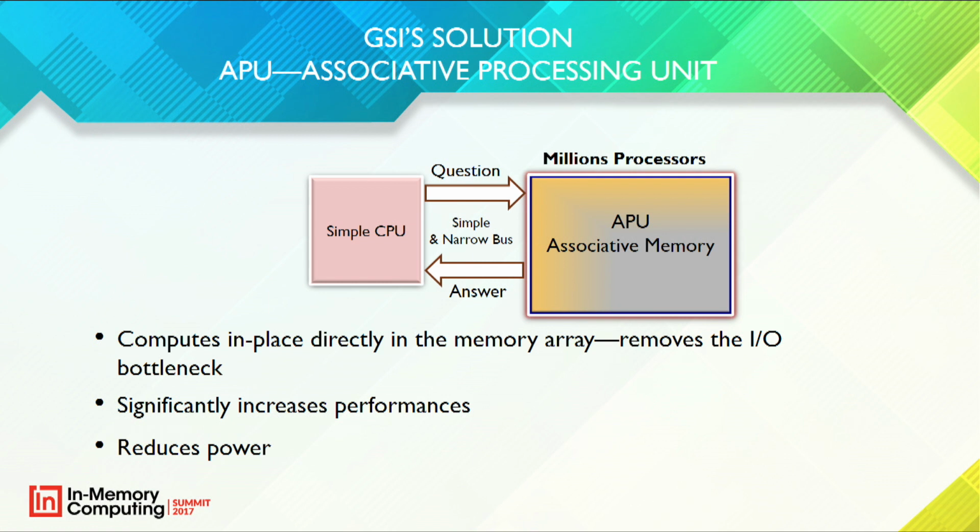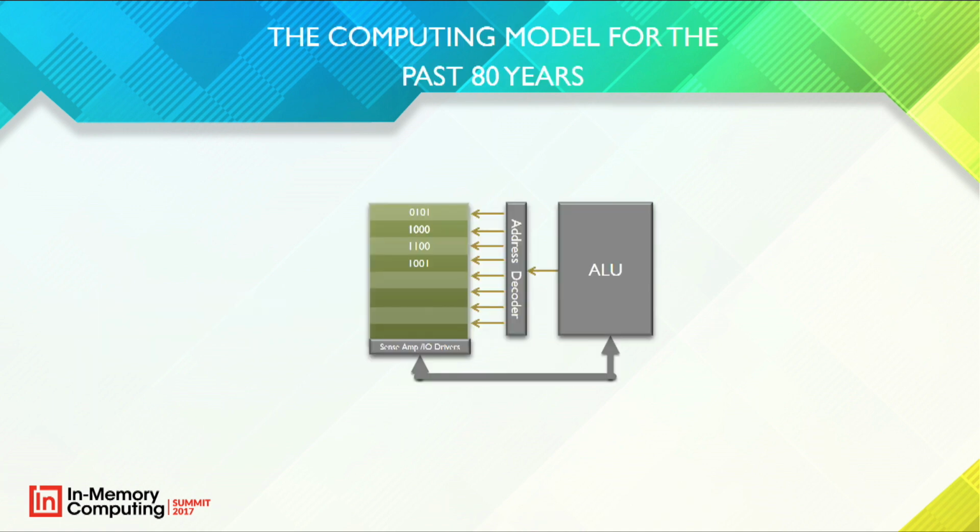So how does it work? Actually, the computing model hasn't changed in the last 80 years. As we can see here, this is a von Neumann architecture. It doesn't change even when we talk about GPU parallel processing. We have the ALU.